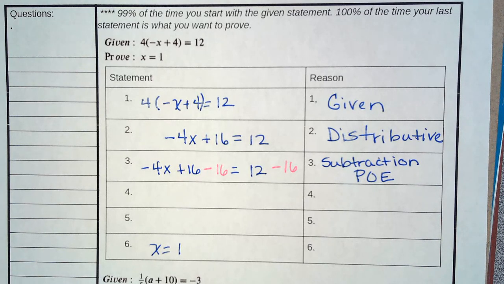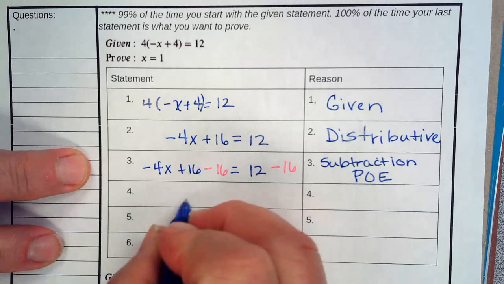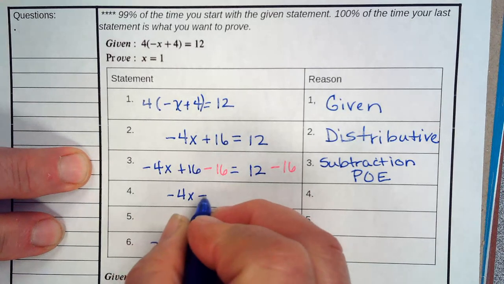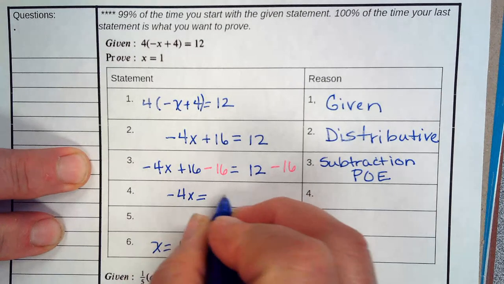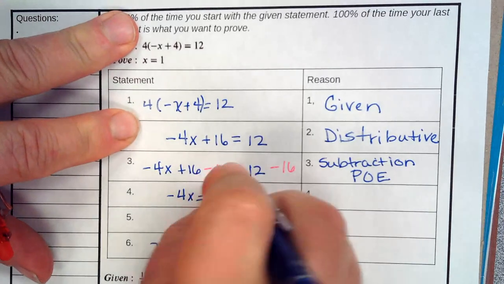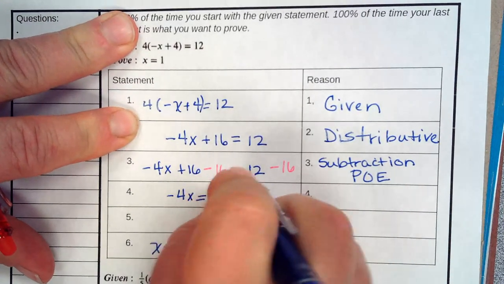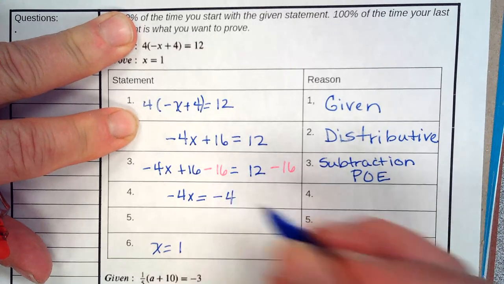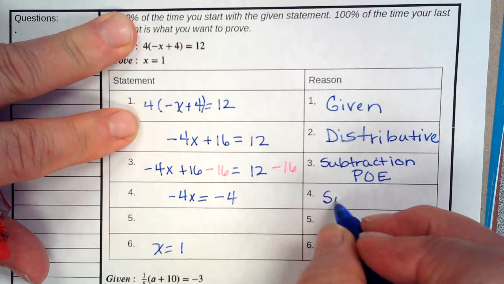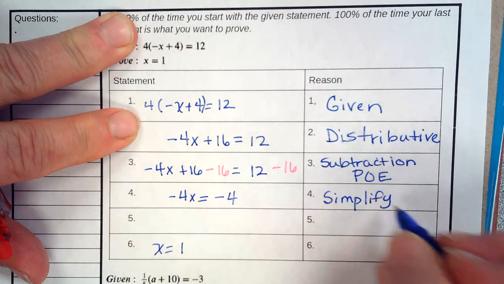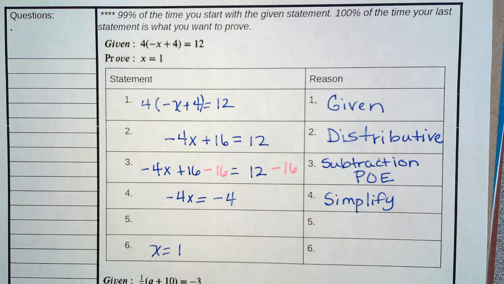Now what? Well, I can't leave it like that. I've got to simplify. So I get negative 4x is equal to negative 4, sorry. 12 minus 16 is negative 4. And I've simply simplified what I've done. Okay, now what?